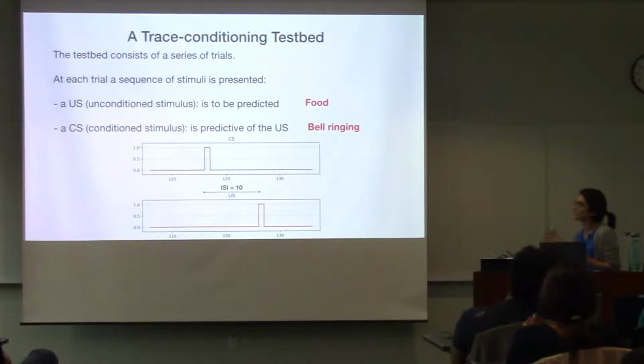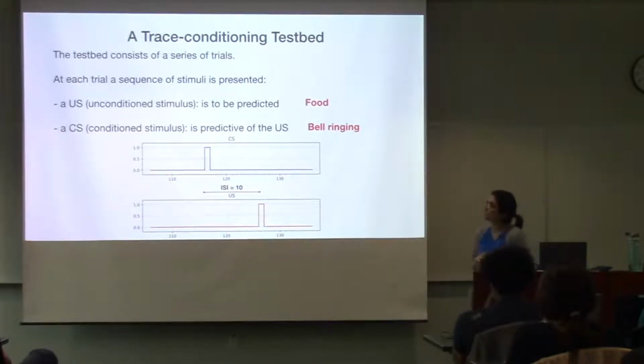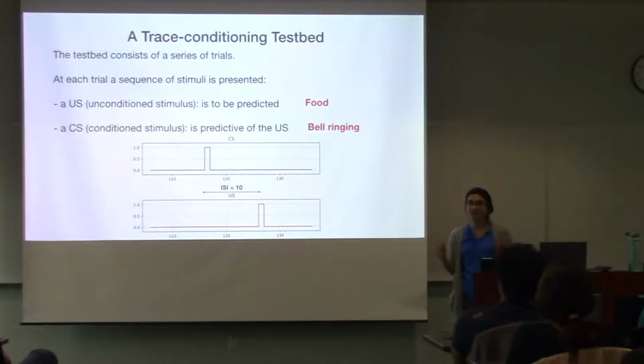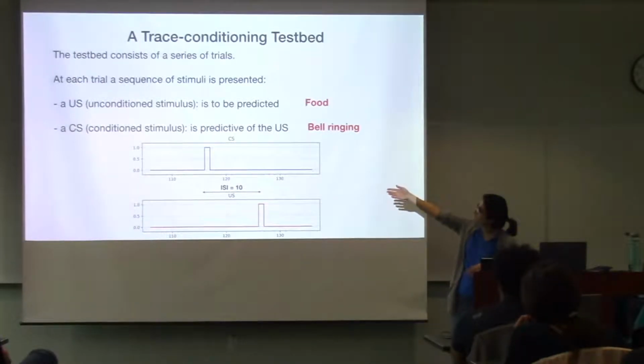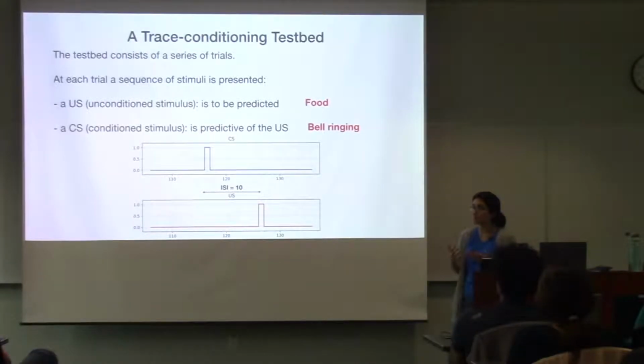And if you are familiar with classical conditioning, you might have heard of Pavlov's dog, where the dog is presented with food, but before presenting the food, we always have the ringing of a bell. After a while, the dog understands that there is a relation between presenting the food and the ringing of the bell. So in this case, the bell ringing is the CS and the food is the US, and what we actually want to predict is the food, which is the US.